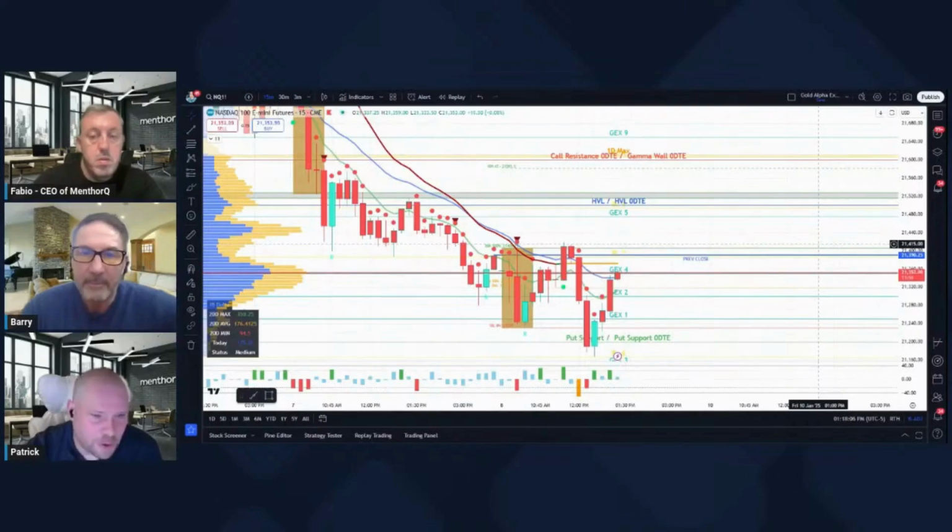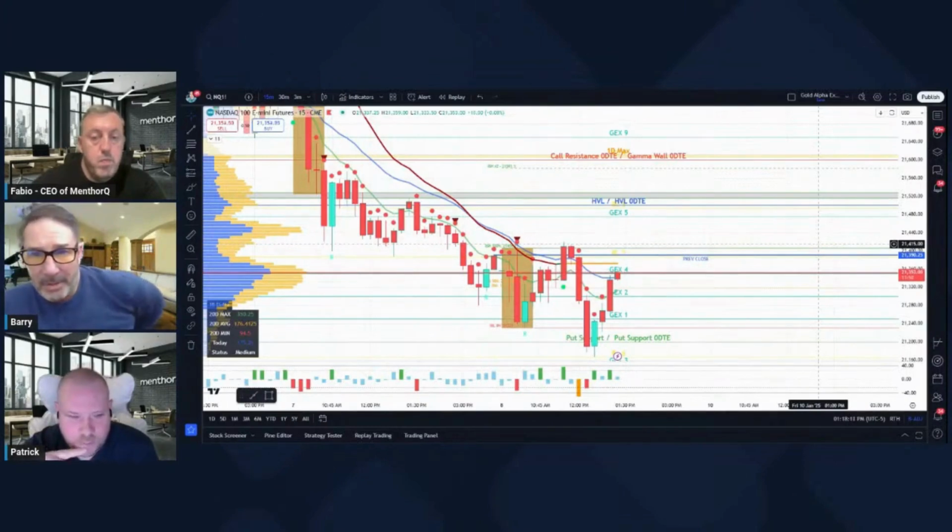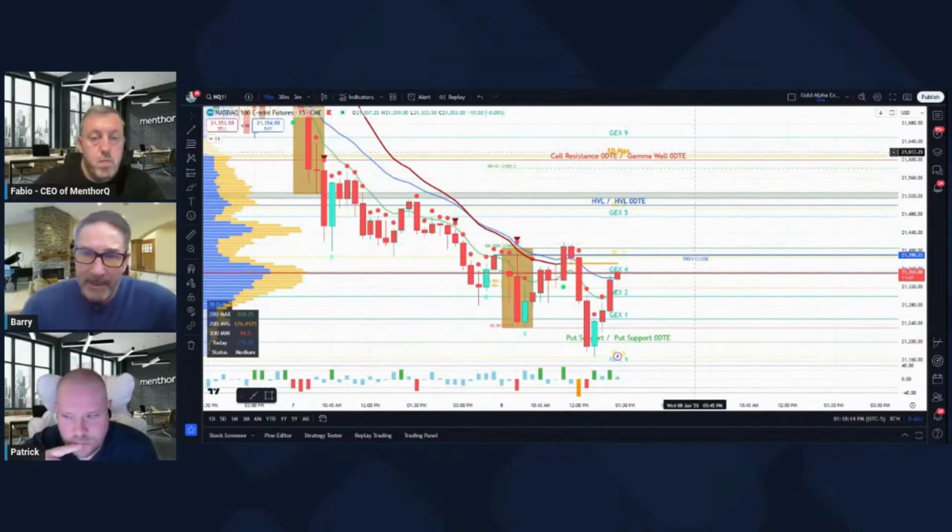But is there something you also observe, maybe for the NQ or for the ES? That's a really good question, because using the NQ as an example, and just looking at this right now, this call resistance, there's a confluence of three things here.